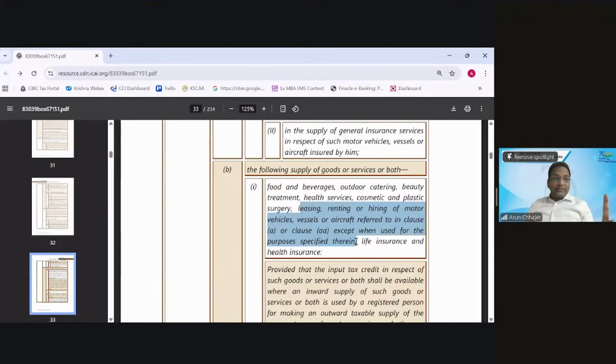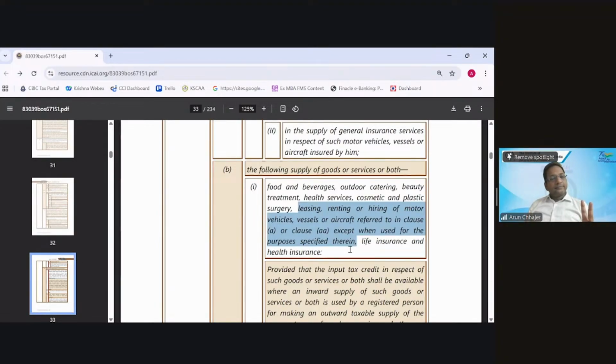Now I will not read the particular point whether clause A or AA covers it or not, or whether it is in the specified purpose. We have already explained in the clause AB. So in conclusion, I can say if I have purchased the bus, then renting of that bus, if I have taken the bus on rent, will the renting of the bus ITC be allowed? Answer is yes, always allowed.